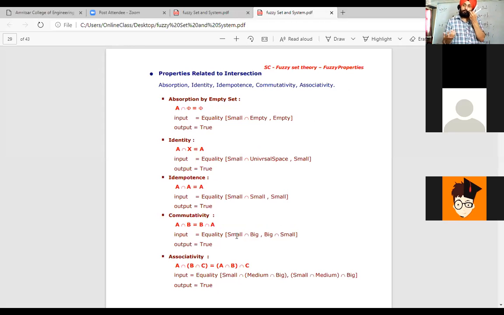Then the same properties hold for intersection. A intersection phi is phi. In intersection we take the minimum. So among A and phi, the minimum is phi, so the output will be phi. A intersection X: the universal space is higher than any set A, so the minimum is A. Therefore A intersection X is A.